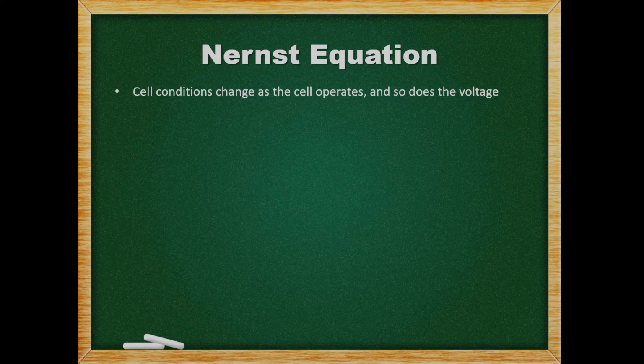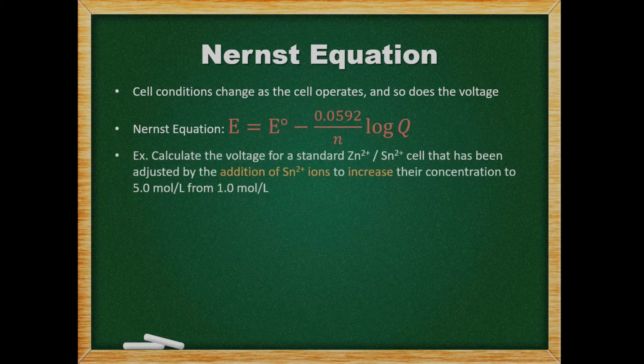A great way to describe the change in voltage over time is using the Nernst equation. N is the number of electrons transferred, and Q is the ratio of the ions on the right side of the redox reaction to the ions on the left side. In this example, we want to find the voltage for a standard zinc ion, tin 2 ion cell, after we have changed the concentration of the tin 2 ion. Once again, we start by finding the net redox reaction and the E0 value.